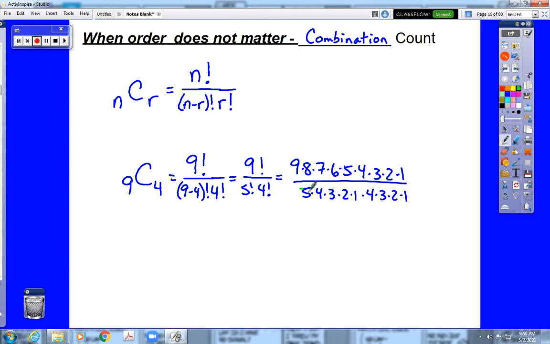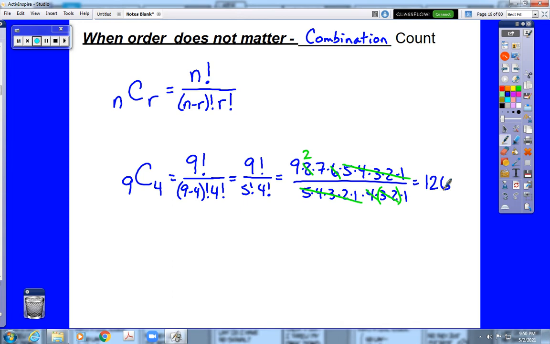Again, your calculator is going to carry out this calculation for you, but everything from 5 down would cancel with the 5 factorial on the bottom. Then please notice that 3 times 2 is equal to 6, so that would cancel, and 4 would cancel into 8, leaving 2. So the actual calculation that your calculator is going to carry out is 9 times 2 times 7, which would be 126.